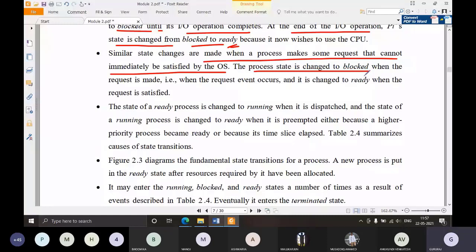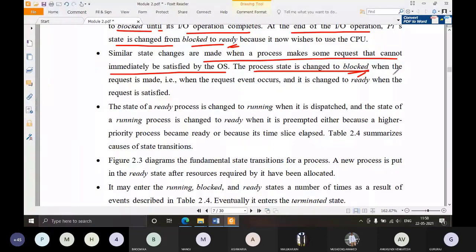Okay, it will make the resource request for a printer, but that printer is not free now. That printer is already being utilized by some other process. So in such case, whenever an immediate request cannot be granted, such a process will enter the blocked state.